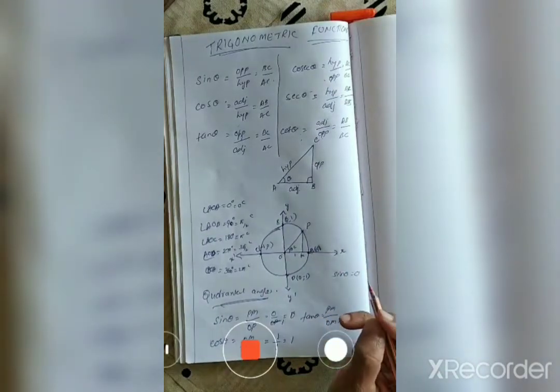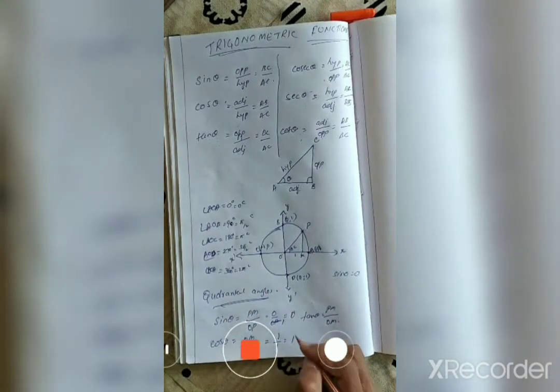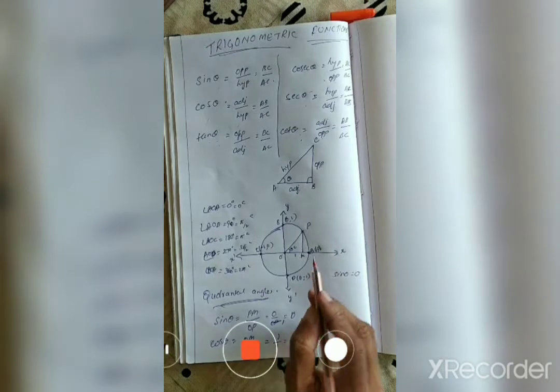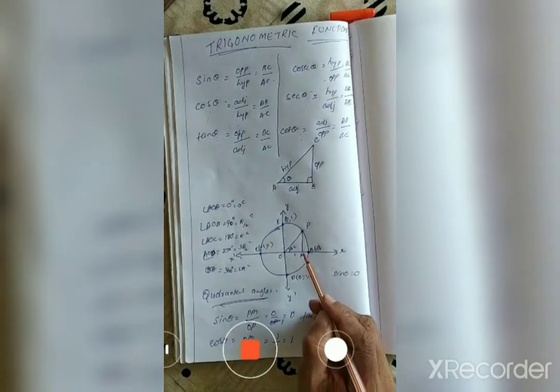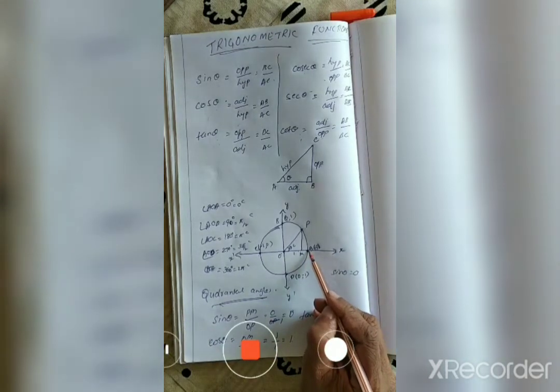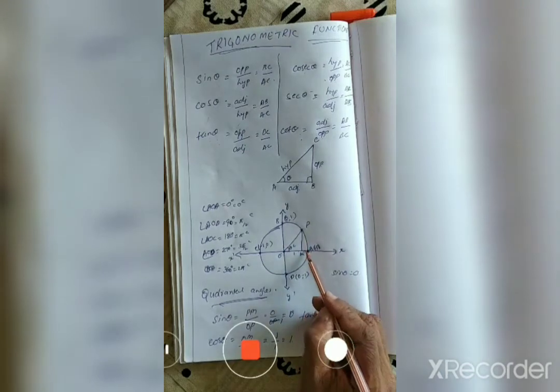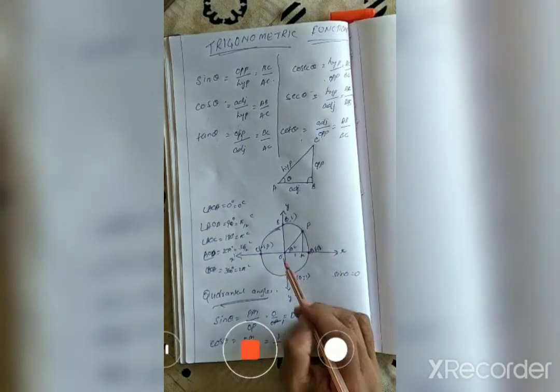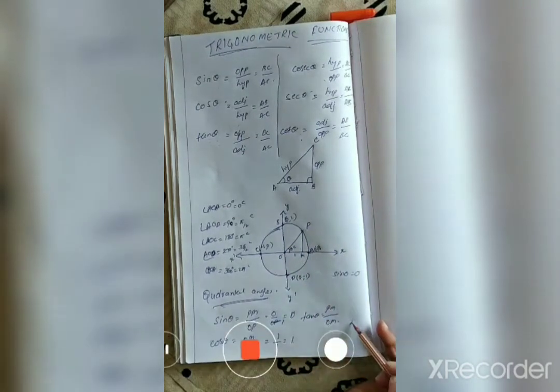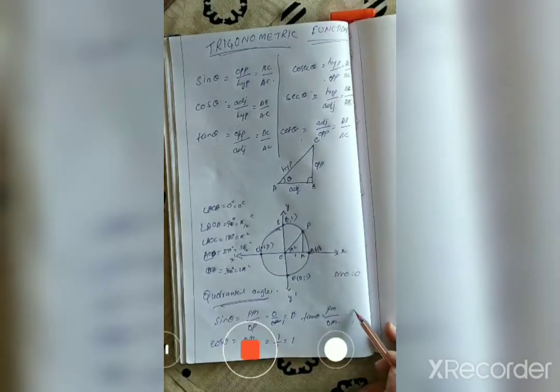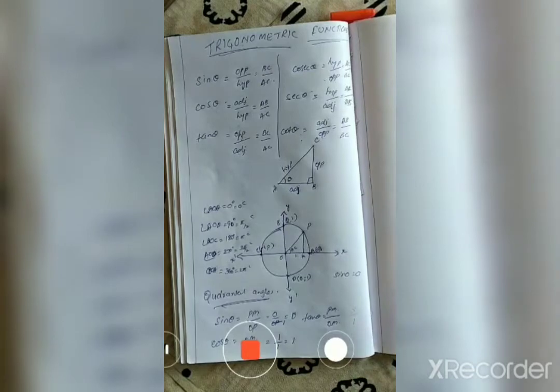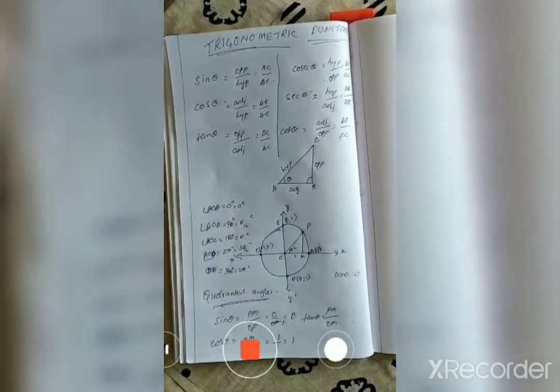Next, sine by cos gives you tan, or you can observe the opposite side becomes 0 and the adjacent side becomes 1. When the point coincides here, 0 by 1 is 0, so tan 0 is also 0.